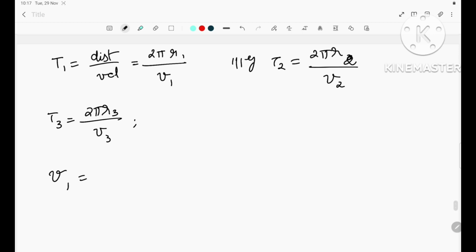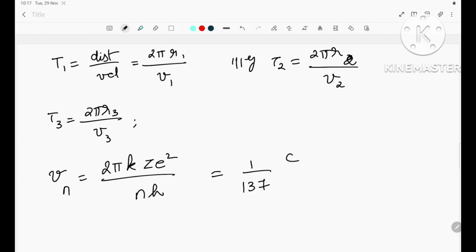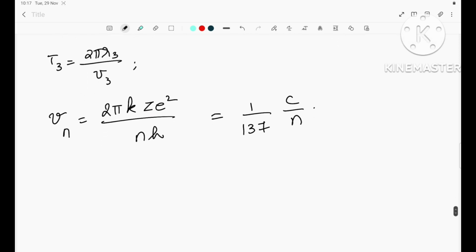So v1 is equal to, you know the equation, 2 pi k z e square divided by n into h. There is another equation for velocity which we can use, that is equal to 1 by 137 into c by n, where 1 by 137 is called the fine structure constant. All that simplification, if you look into the theory, you will know. So Vn is equal to 1 by 137 into c by n.